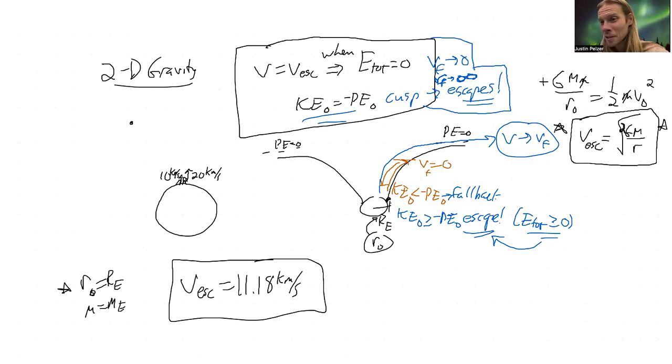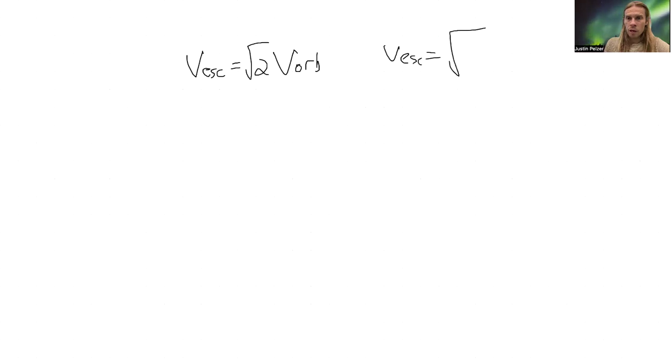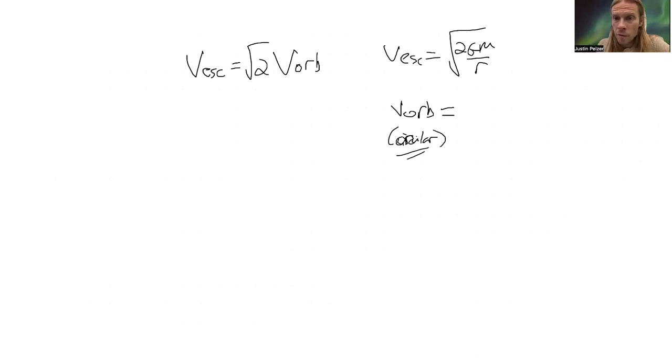You might have, hopefully you did that yourself. You're like, what is Mr. Pelzer doing? 2GM over r. And what we see instantly, and this is going to be really important, is that the escape speed is root 2 times the orbital speed. So v escape is the square root of 2GM over r. V circular orbit is the square root of GM over r. What is the difference? It's only a root 2 difference.